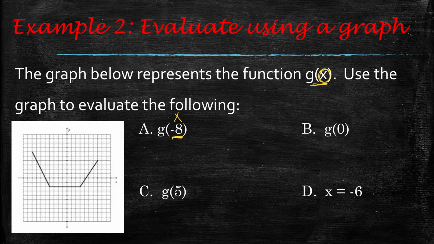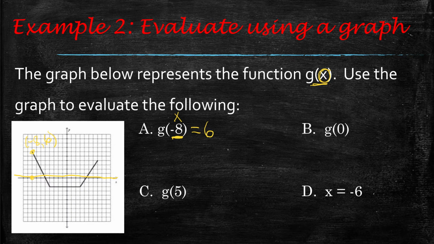So let's go to the graph right here and let's find where x is negative 8. So again, this is your x-axis. So let's find negative 8. 1, 2, 3, 4, 5, 6, 7, 8. It would be right here. We have to go up and find the actual point that has an x value of negative 8. This point right here would be negative 8, comma, looks like it's 1, 2, 3, 4, 5, 6 in the y direction. So therefore, when x is negative 8, your y value is 6, and so that would be your answer.